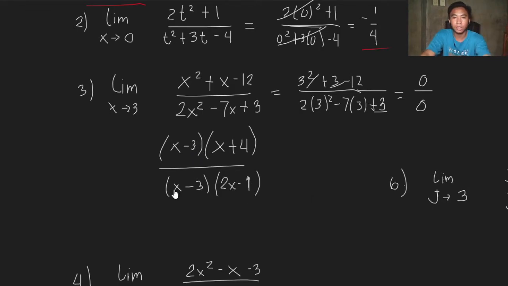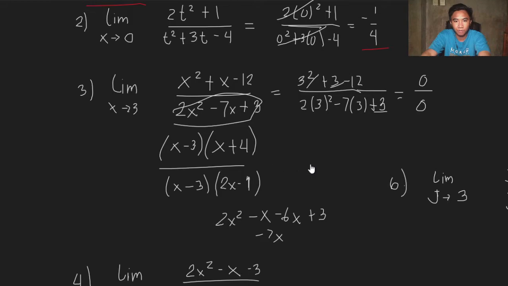So, kapag i-check natin yan, x times 2x, so 2x squared yun. And then, x times negative 1 is negative x. Minus negative 3 times 2x is negative 6x. Plus 3. So, this becomes negative 7x. So, tama dito.